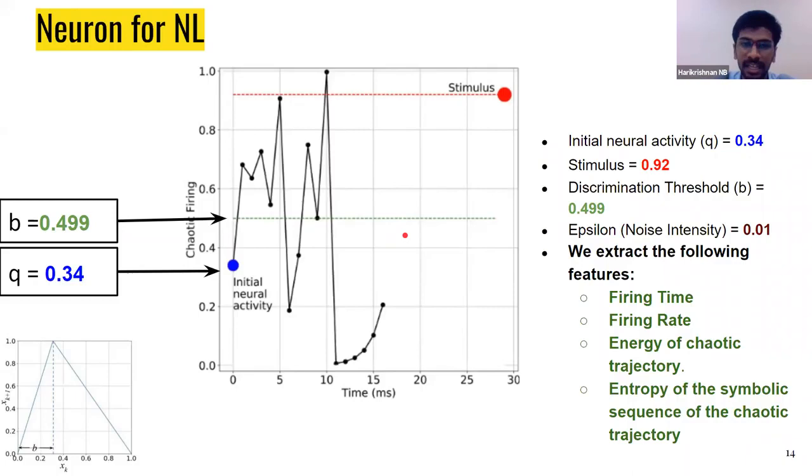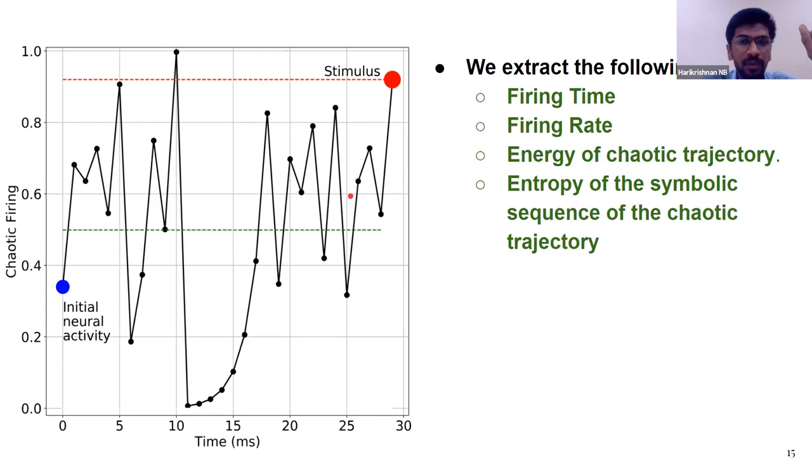Once I fix epsilon, the initial neural activity, and the discrimination threshold, then we can have a fixed trajectory. Now the stopping of the trajectory depends on how quickly it reaches the neighborhood of the stimulus. Once it reaches the neighborhood of the stimulus, I have a clean trajectory. From the trajectory, I can extract some features like firing time. Firing time is nothing but the time taken for the chaotic trajectory to reach the epsilon neighborhood of the stimulus.